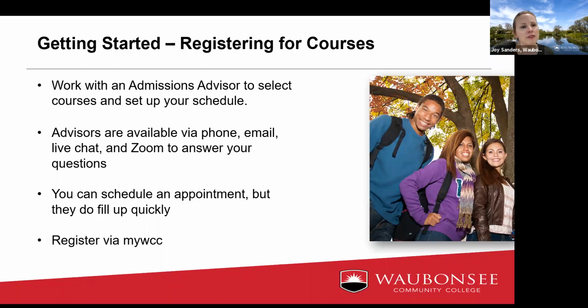So prior to registering for courses, we strongly suggest that you meet with an admissions advisor to talk about what your plans are, select courses, have us help you set up what your schedule is going to look like. You can contact an advisor in a number of different ways. So we are on campus in person where you can make an appointment with us. We're available for phone appointments. We can work with you over email. We can also do live chat or set up a Zoom meeting to help you with any of these things.